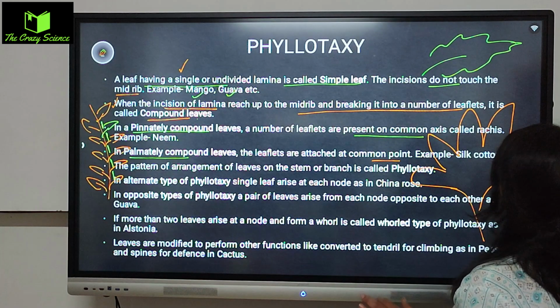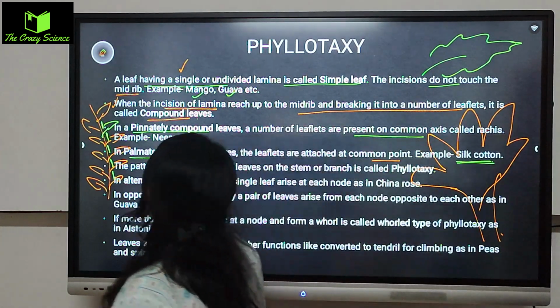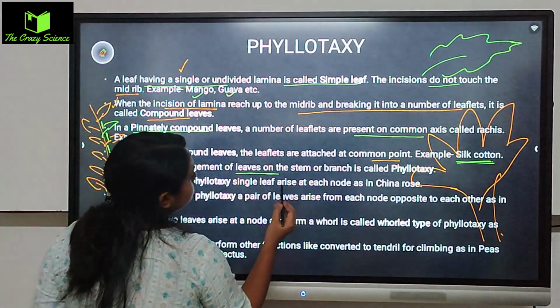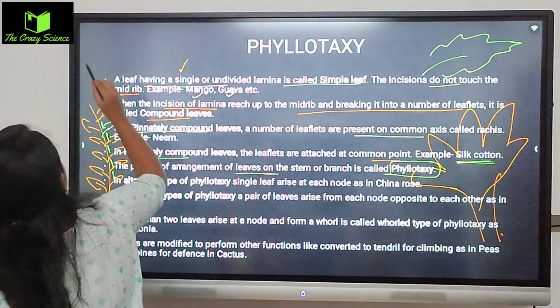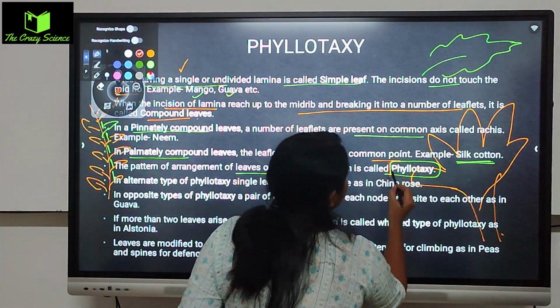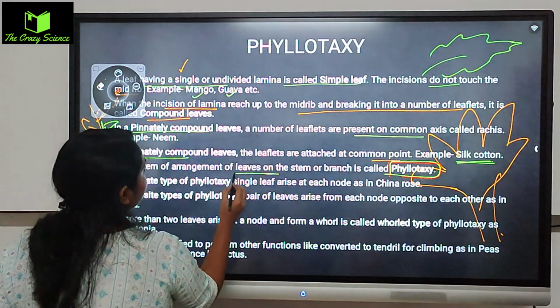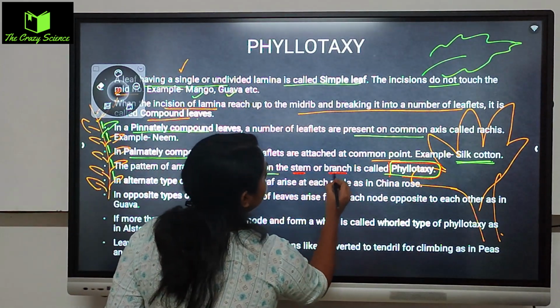This is how they present. Look, okay, this is the examples of the silk cotton. The pattern of arrangement of the leaves over the stem or the branches is called the phyllotaxy. Now the most important point is phyllotaxy. What is phyllotaxy? Phyllotaxy means how leaves are arranged over the stem or over the branch.